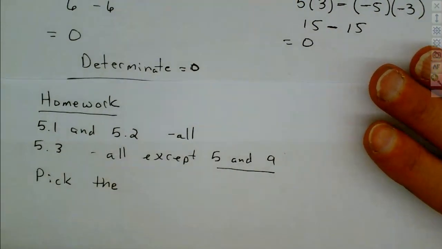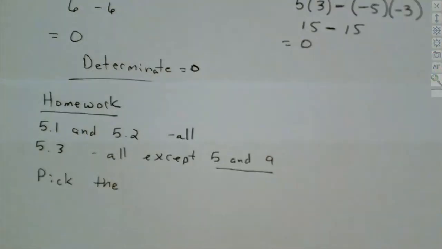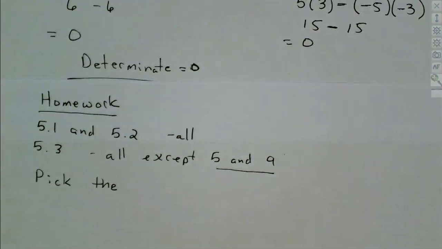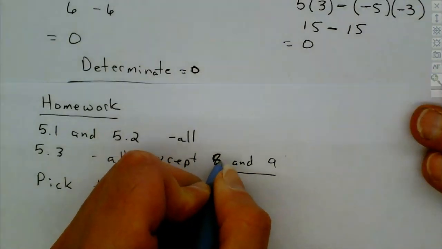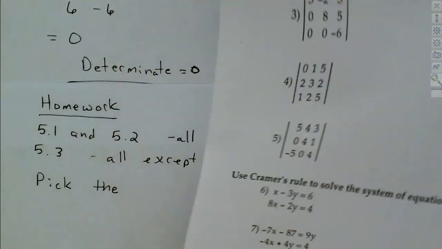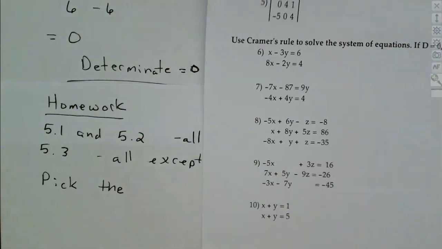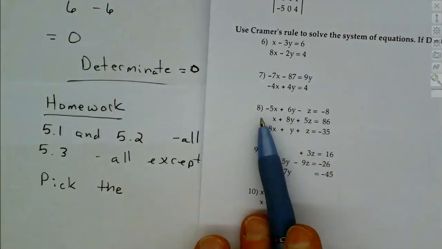I do what now? On 8 and 9, you mean? Why did I say 5? Oh, sorry about that. I don't know why I said 5. It should be 8 and 9. My mistake. 8 and 9. Okay, 8 and 9. 8 and 9 you can't do yet. In 5.3, you can't do 8 and 9 yet.